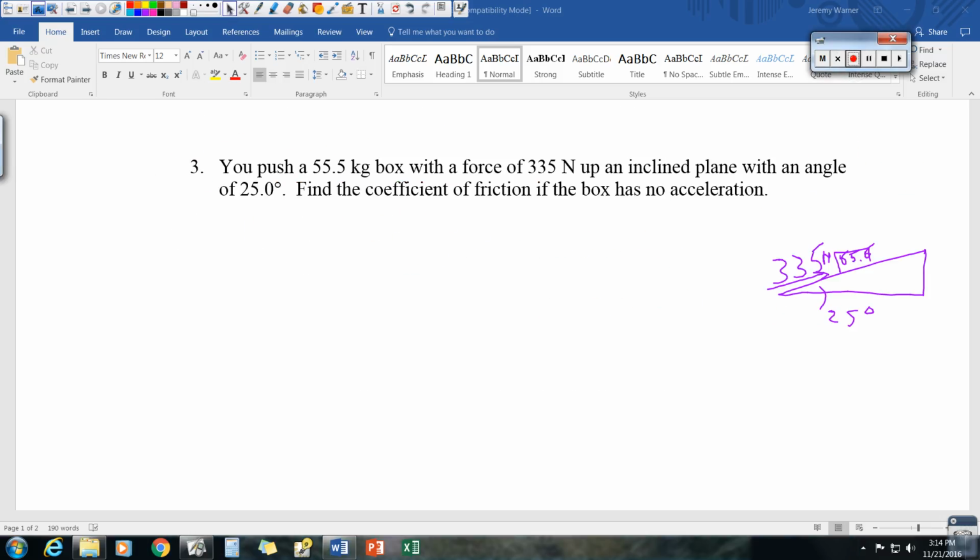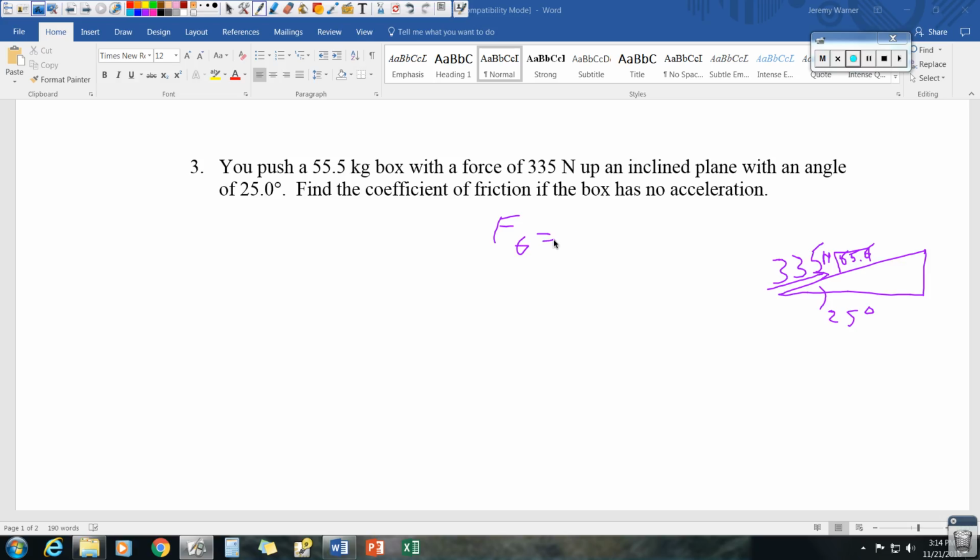Okay, so last one here, number 3. We've got a box, it's 55.5 kilograms. We're pushing it up a ramp at an angle of 25 degrees. We are applying a force of 335 newtons. We need to find the coefficient of friction if the box has no acceleration. Now the problem is here, this is moving, so we can't just use the tangent of theta.